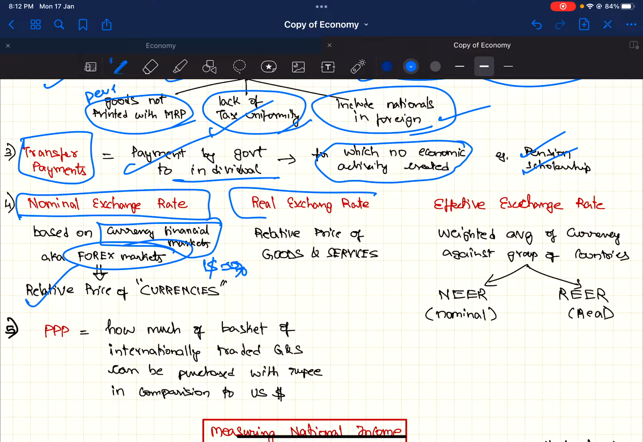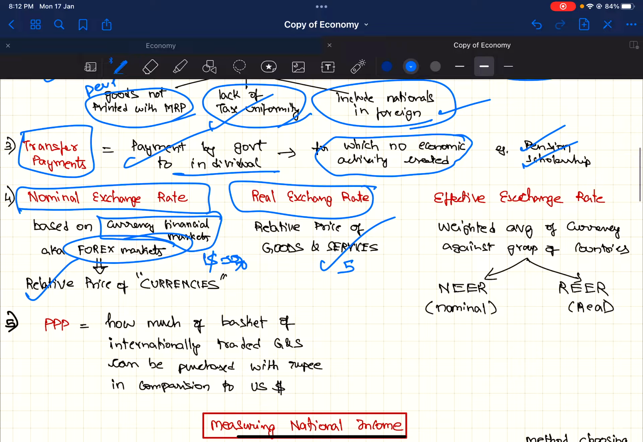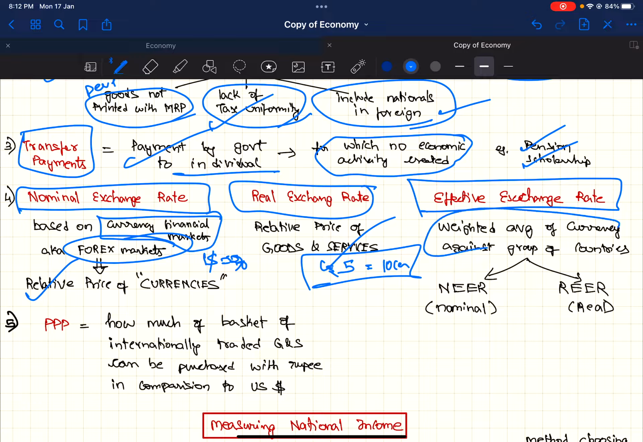And this is a real exchange rate, that is the relative price of goods and services between two countries. For example, an egg in India costs 5 rupees, and in say America it costs 10 cents, then 5 rupees is equal to 10 cents. And effective exchange rate is the weighted average of currency against a group of countries. So this is between one country and this is a group of countries.